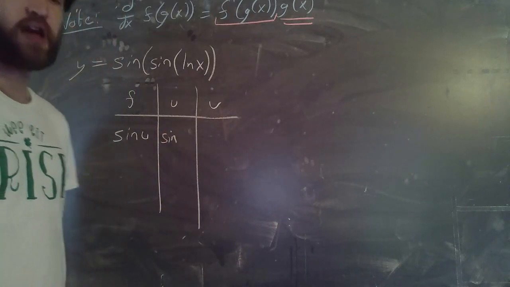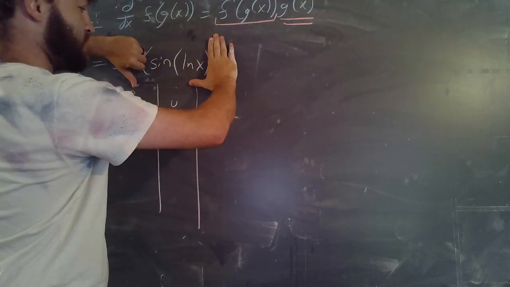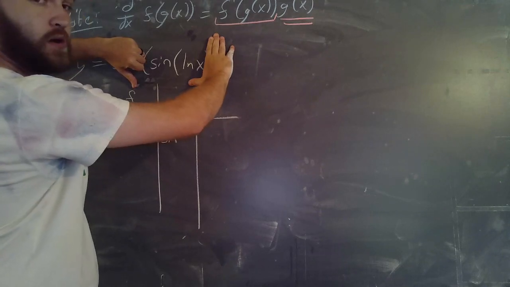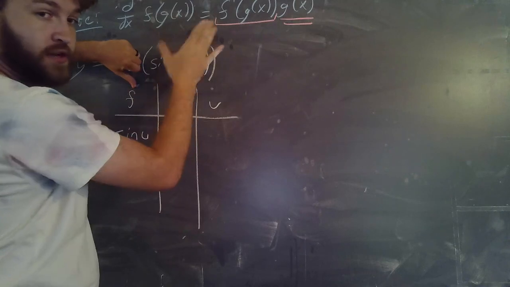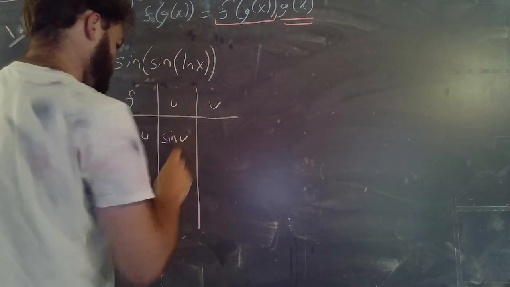Well, it is the sine of the ln of x. But notice there, I've got to do some wishful thinking again. If I just ignore that outer part and I look at this, I say, okay, do I know how to take the derivative of sine of ln of x? Then the answer should be no. But what if it was just sine of something? Well, then the derivative would be cosine.